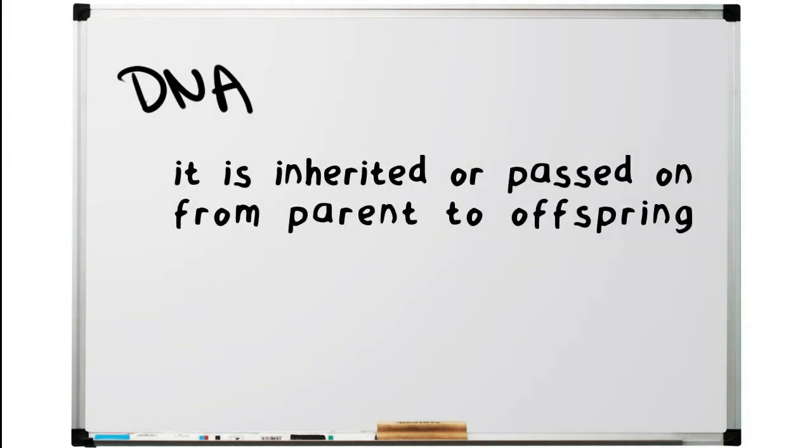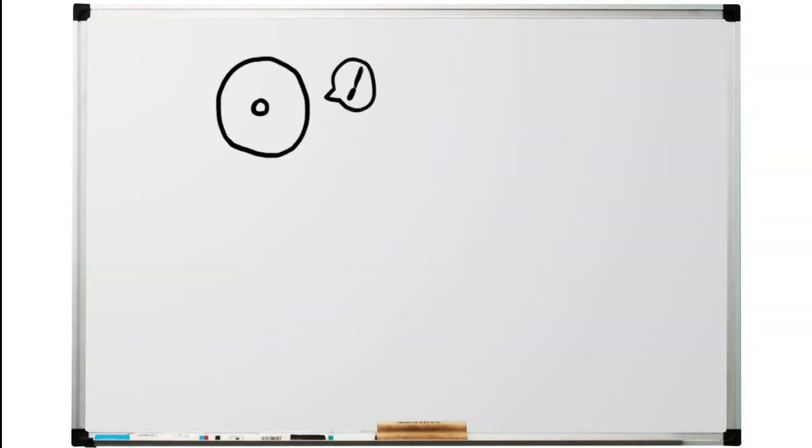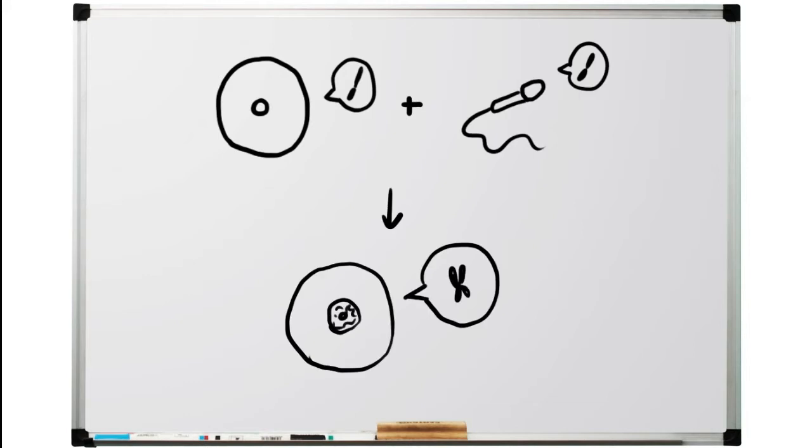DNA is inherited or passed on from parent to offspring. You receive 1 copy of DNA from your mother and 1 from your father in the form of chromosomes.